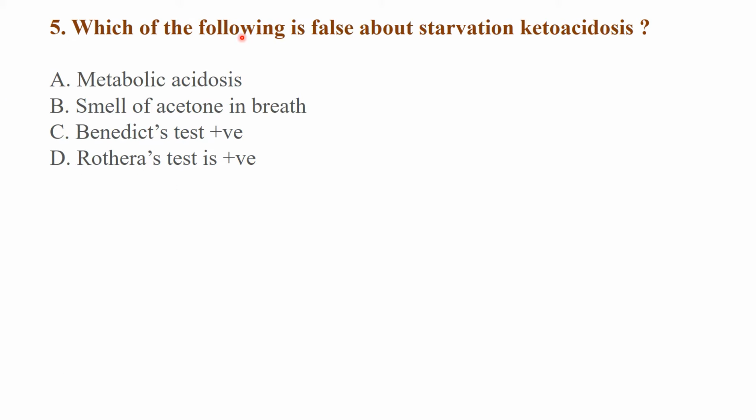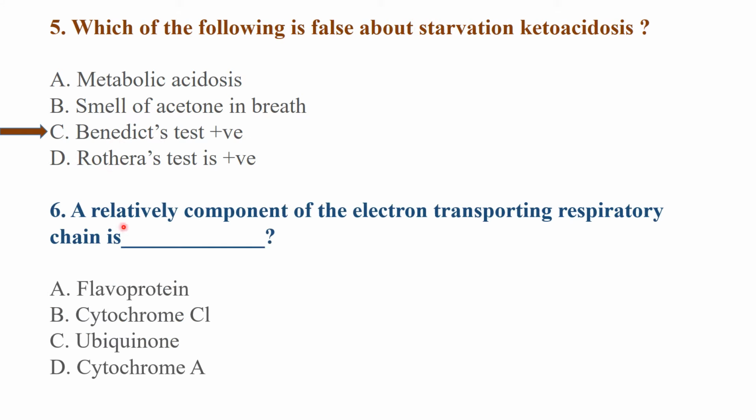Which of the following is false about starvation ketoacidosis? Metabolic acidosis, smell of acetone in breath, Benedict's test positive, or Rothera's test positive? So it is the Benedict's test positive. A component of the electron transporting respiratory chain is flavoprotein, option B cytochrome C1, ubiquinone, or cytochrome A. The best answer is ubiquinone.